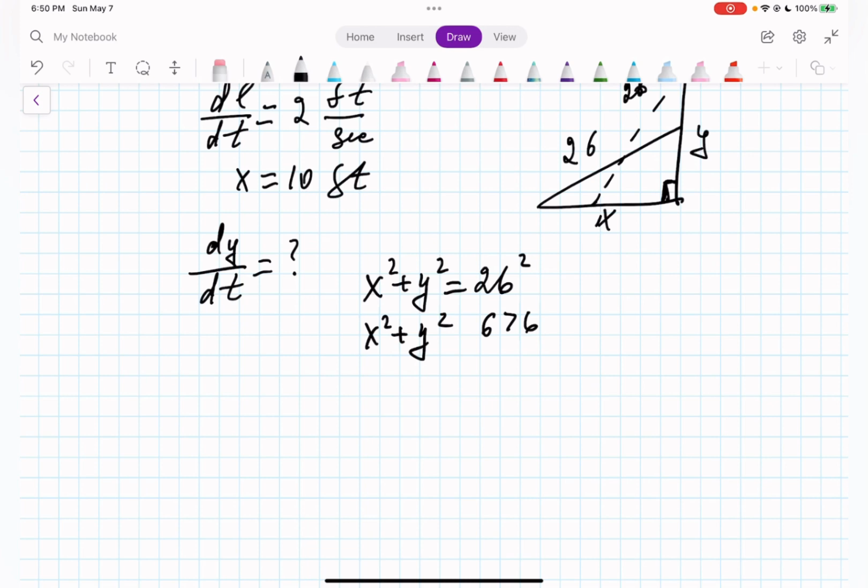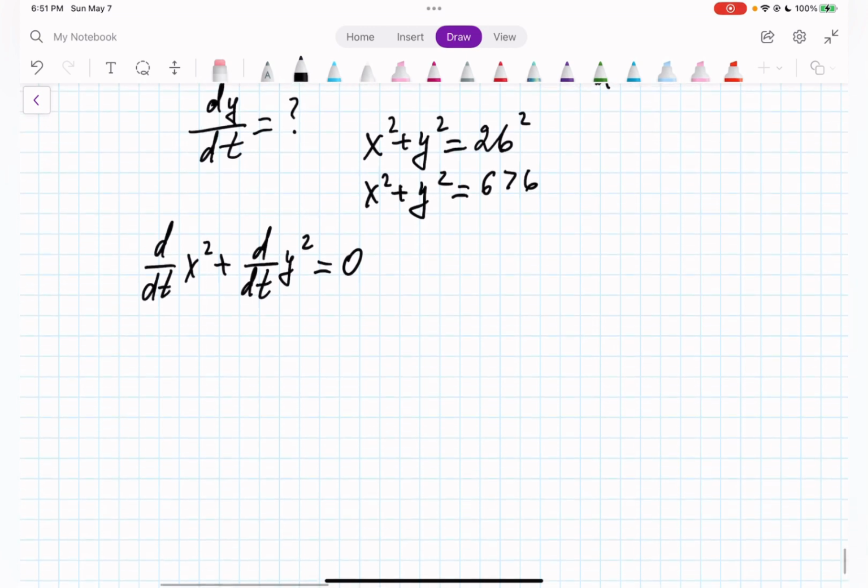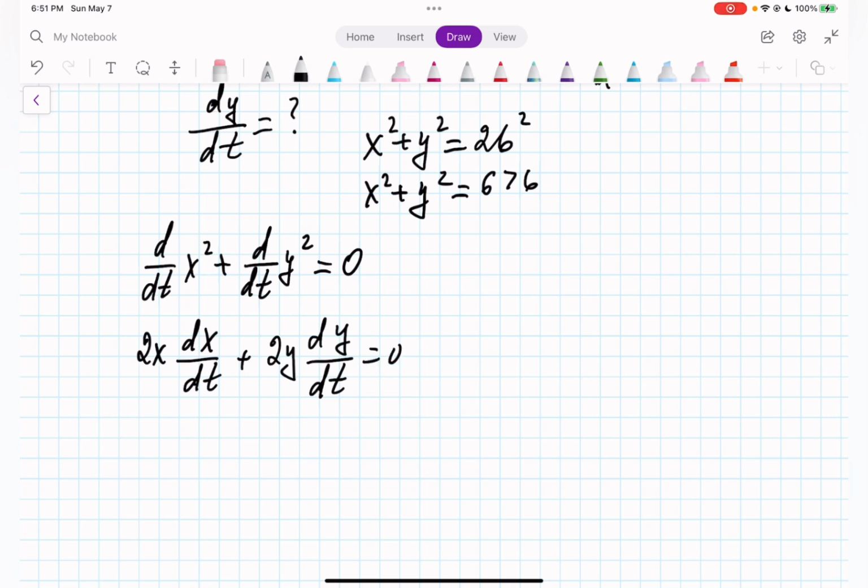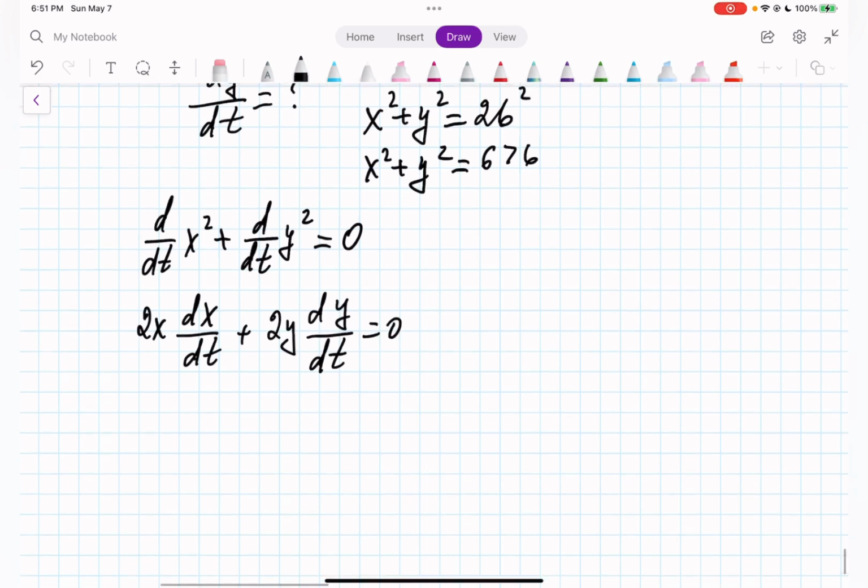Which means we are going to take the implicit derivative. We have two variables, so that's going to be d by dt of x squared plus d by dt of y squared, and this is equal to 0, because the derivative of 676, a constant, is obviously 0. So the derivative of x squared is 2x times dx by dt, plus the derivative of y squared, which is 2y times dy by dt, and that is equal to 0.